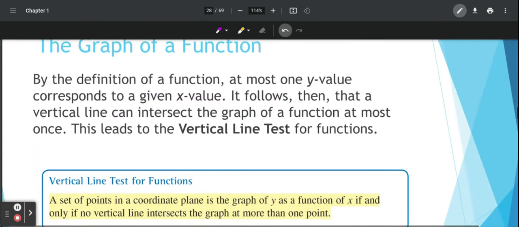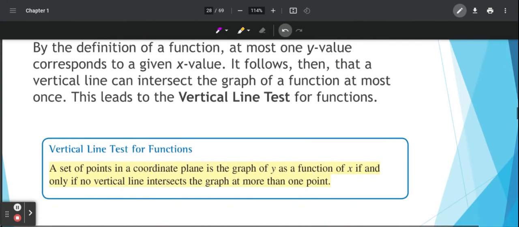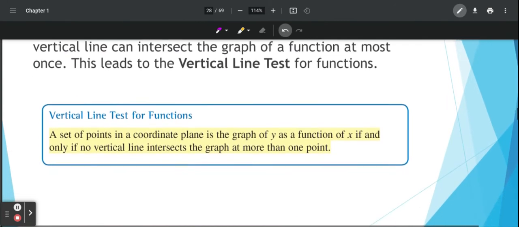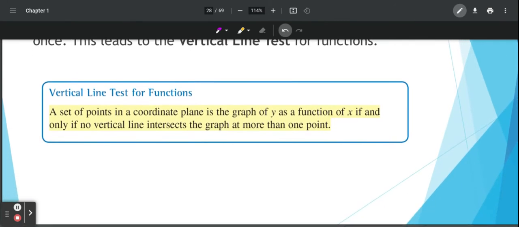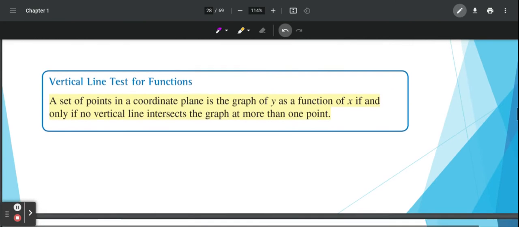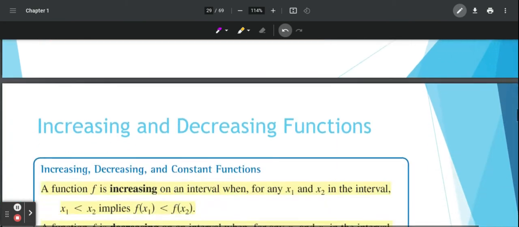So the graph of a function says, by definition of a function, at most one y value corresponds to a given x value. So this is the vertical line test. If you can draw a vertical line through the set of points on a coordinate plane, and no vertical line intersects the graph at more than one point, then your graph is a function.